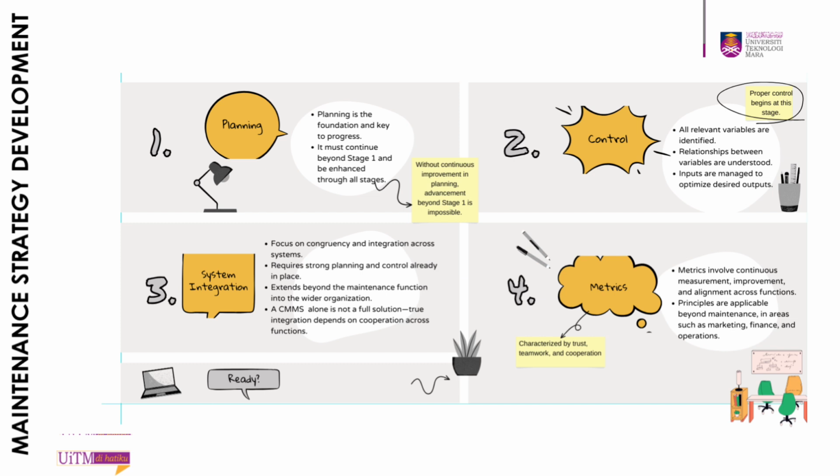3. System integration. Focus on congruency and integration across systems. Requires strong planning and control already in place. Extends beyond the maintenance function into the wider organization. A CMMS alone is not a full solution. True integration depends on cooperation across functions. 4. Metrics. Metrics involve continuous measurement, improvement, and alignment across functions. Principles are applicable across maintenance as well as marketing, finance, and operations. Note: characterized by trust, teamwork, and cooperation.